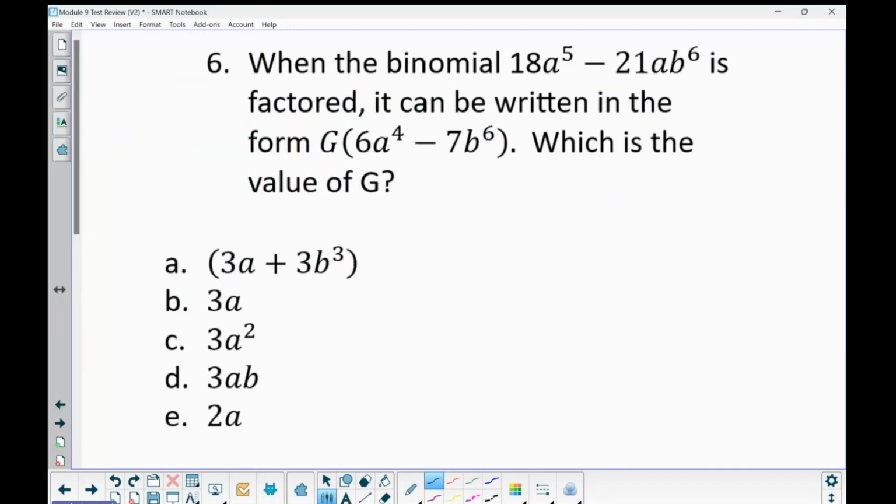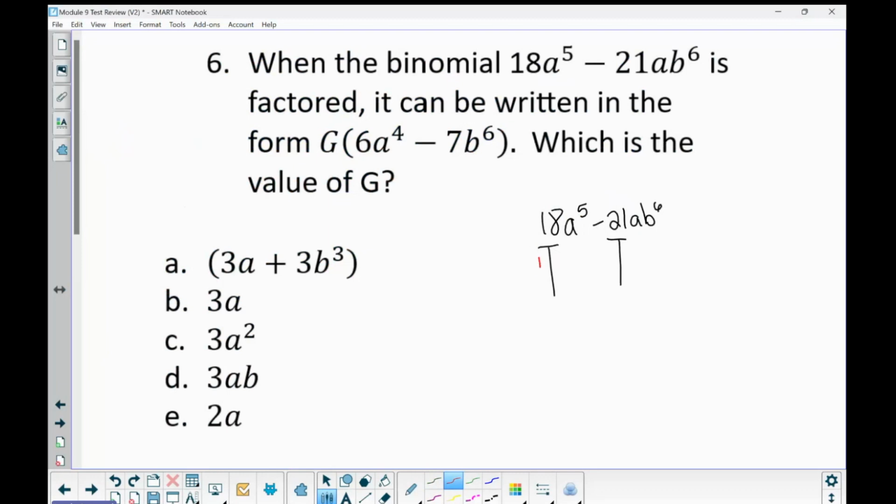Number 6. When the binomial 18a^5 minus 21ab^6 is factored, it can be written in the form of g times (6a^4 minus 7b^6). Which is the value of g? So we're looking for what they factored out in order to get the 6a^4 minus 7b^6. So I'm going to start with the 18a^5 minus 21ab^6. And I'm going to start by finding the multiples of 18 and 21 and see what the biggest number they have in common is.